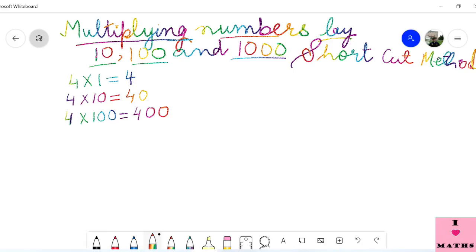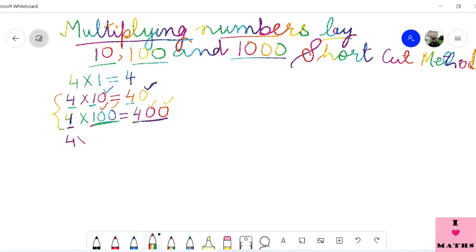Now children, see carefully. In these two, what you have to do, you have to multiply 4 by 1. 4 ones is 4, and in 10 there is 1 zero, so 1 zero will come at the back and 4 tens will be 40. In this, 4 ones are 4. In 100 there are 2 zeros, so 2 zeros will come at the back. So 4 into 100 is 400.